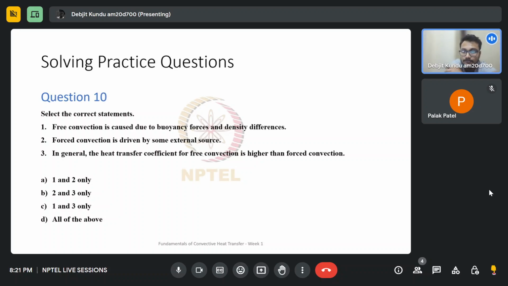तो इन तीनों में से कौन से ऑप्शंस करेक्ट है, that we have to select. And the options are option A 1 and 2 only, option B is 2 and 3 only, option C is 1 and 3 only, and option D is all of the above, that is all of them, 1, 2 and 3 are correct. So read the statement carefully and try to figure out which one is correct and which one is not.